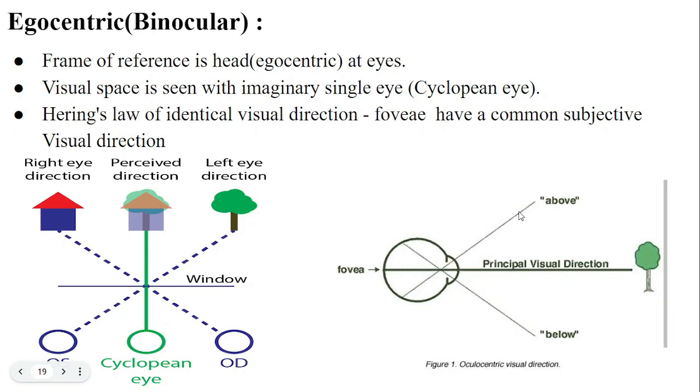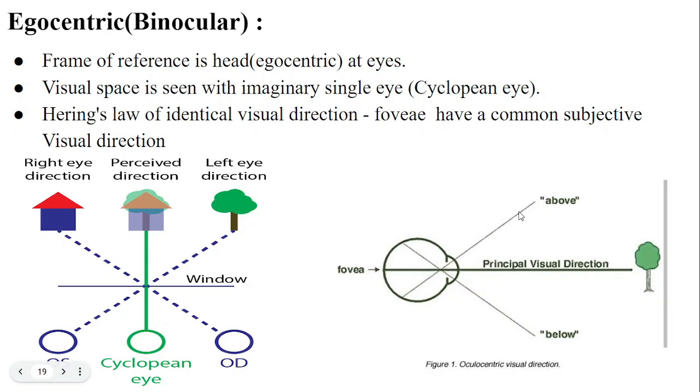Hering's law of identical visual direction states that corresponding points on the retina of each eye have the same visual direction. Corresponding points are those that are in the same location in the visual space, but on different retinas. The fovea, which is the central area of the retina with the highest visual acuity, has a common subjective visual direction, which means the objects that fall on corresponding points of the fovea will be perceived as being in the same direction in visual space.